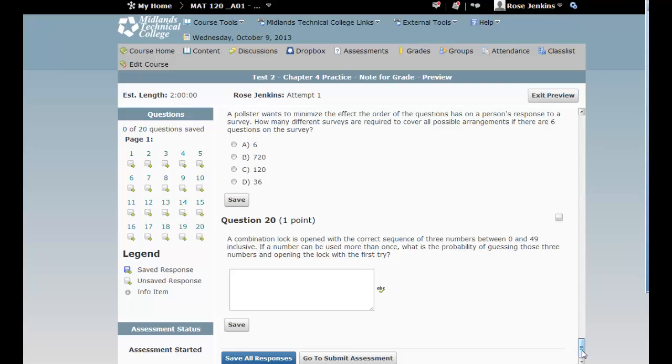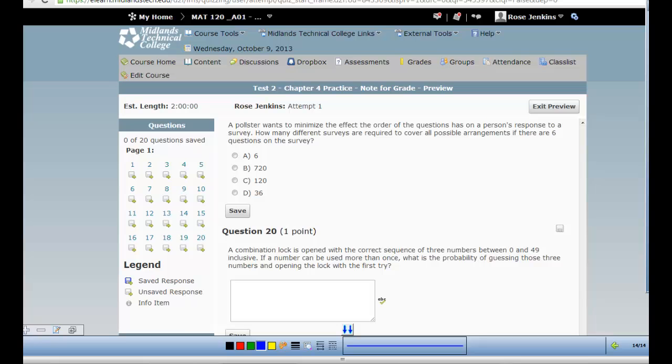So I talked about this one already, but I'll mention it again here. A combination lock is open with the correct sequence of 3 numbers between 0 and 49 inclusive. If a number can be used more than once, what is the probability of guessing those 3 numbers and opening the lock with the first try? So the first thing I'm going to try to do is figure out what? How many different combinations, okay?